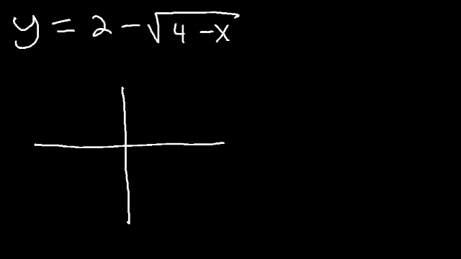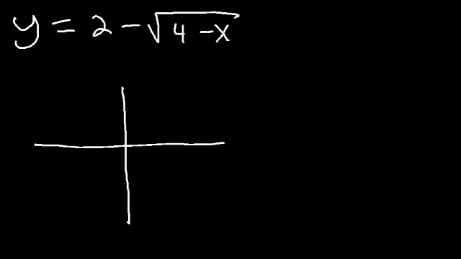Let's try one more example. y is equal to 2 minus the square root of 4 minus x. So let's discuss the transformations. Does it shift to the right or to the left? And does it shift up or down?